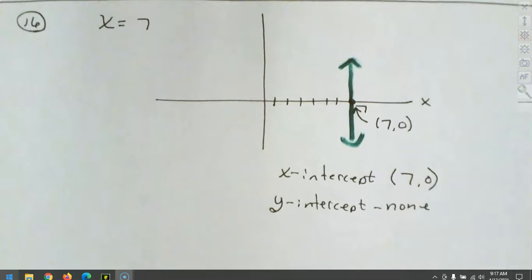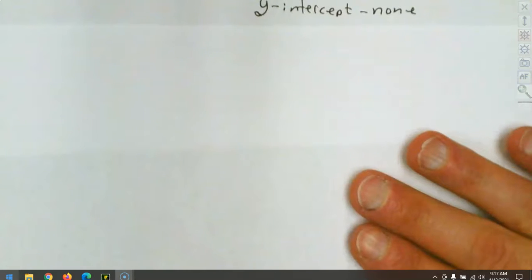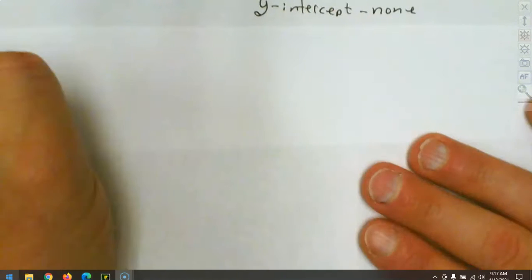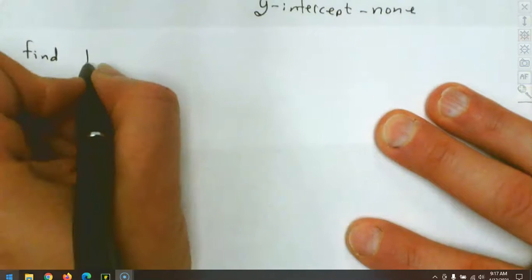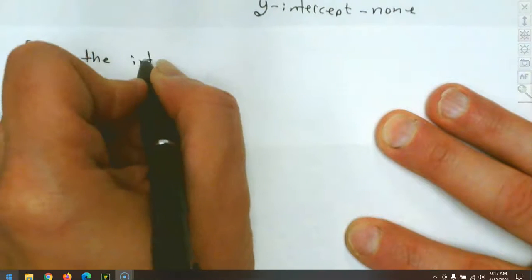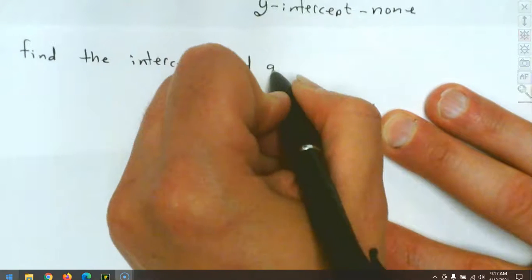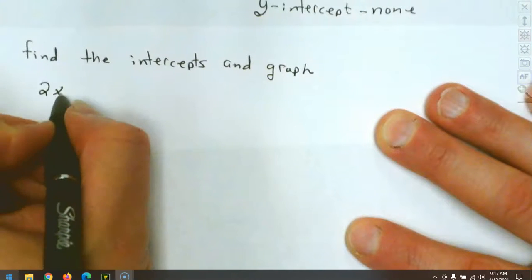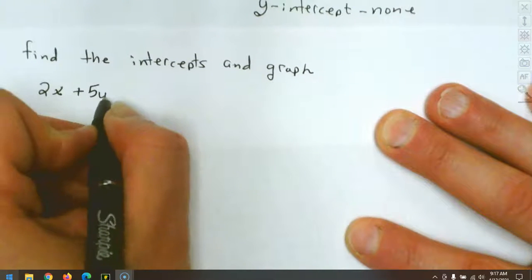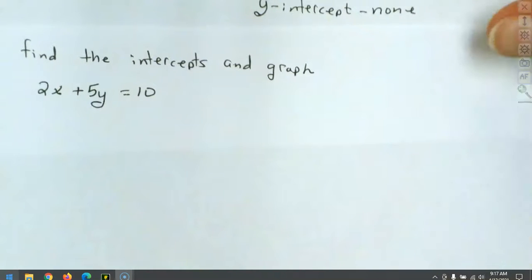Question 17. Same directions again. We want to graph this line, and we need to find our intercepts. So they specifically tell you that they want you to find the intercepts and graph. And what we've got is 2x plus 5y equals 10. Now we want to find our intercepts.